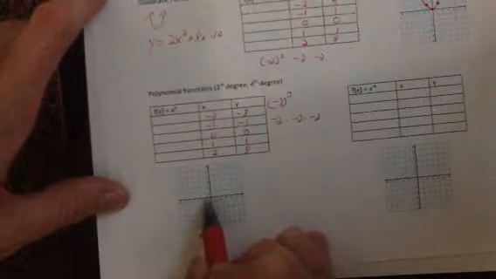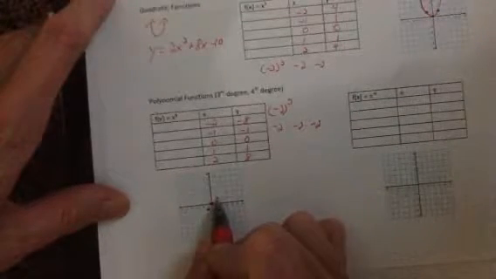-1, -1 is left 1, down 1. 0, 0 is the origin. 1, 1 is to the right 1 and up 1. And 2, 8 is to the right 2 and up 8. Notice that this does not make a straight line. It does not make a parabola. It makes this little snake shape, like so.